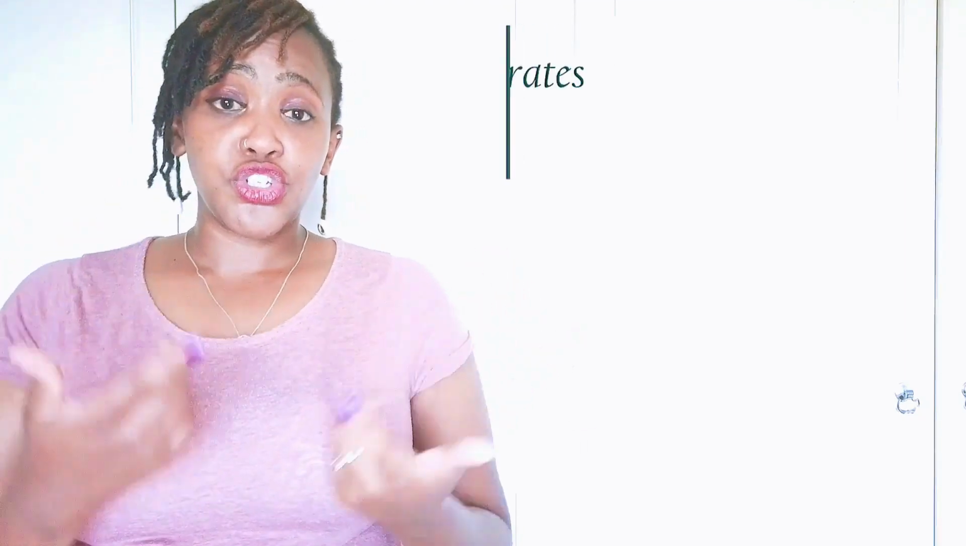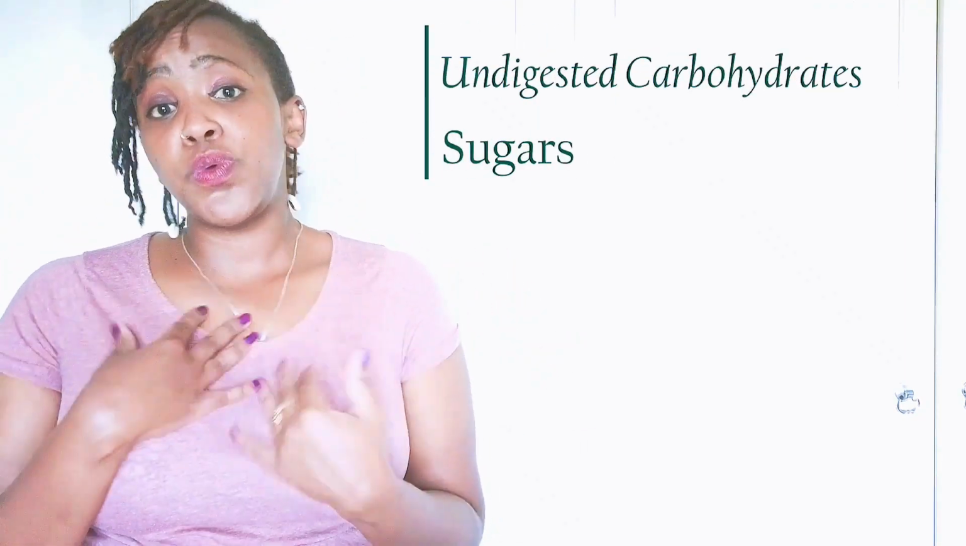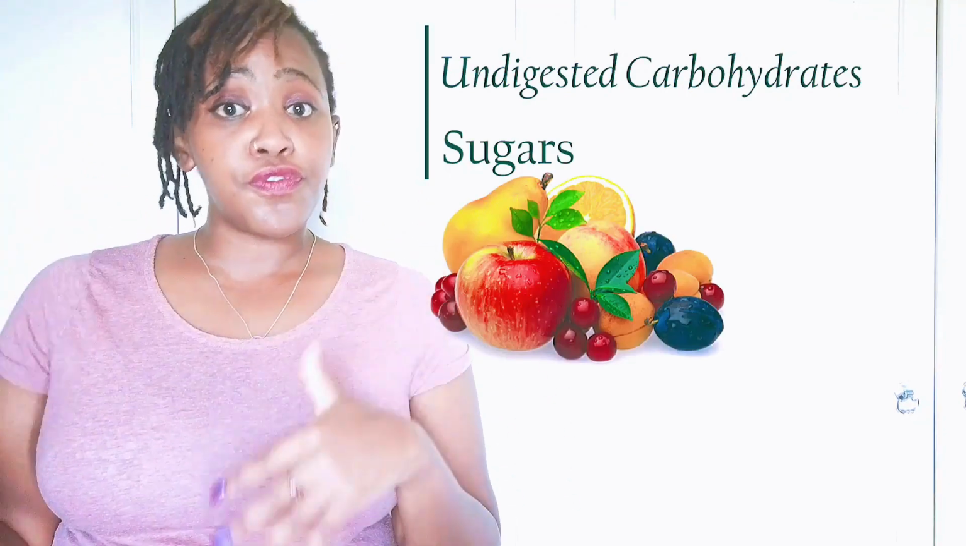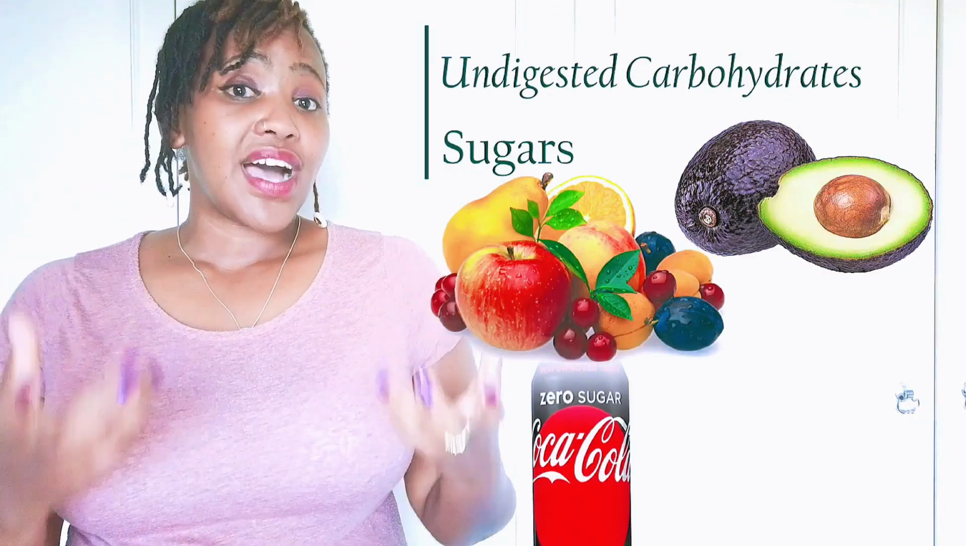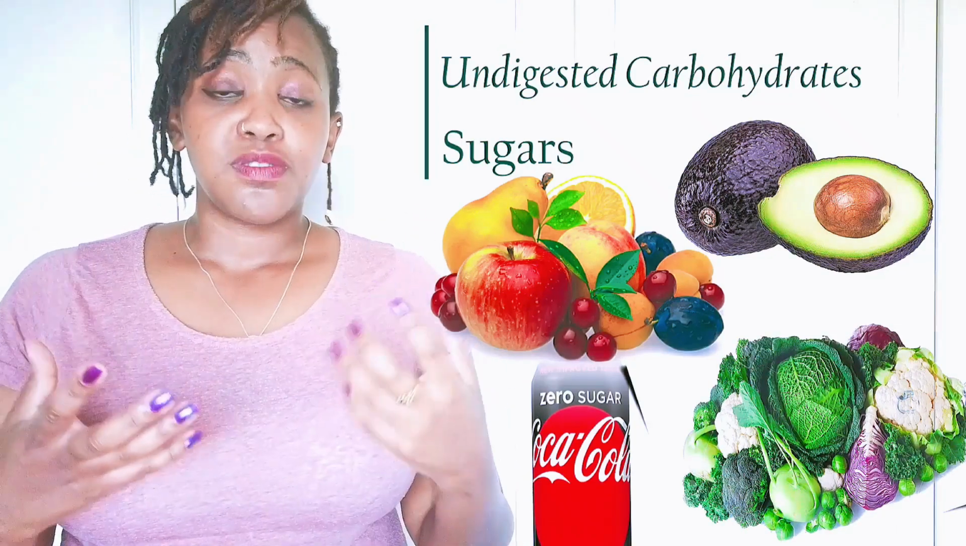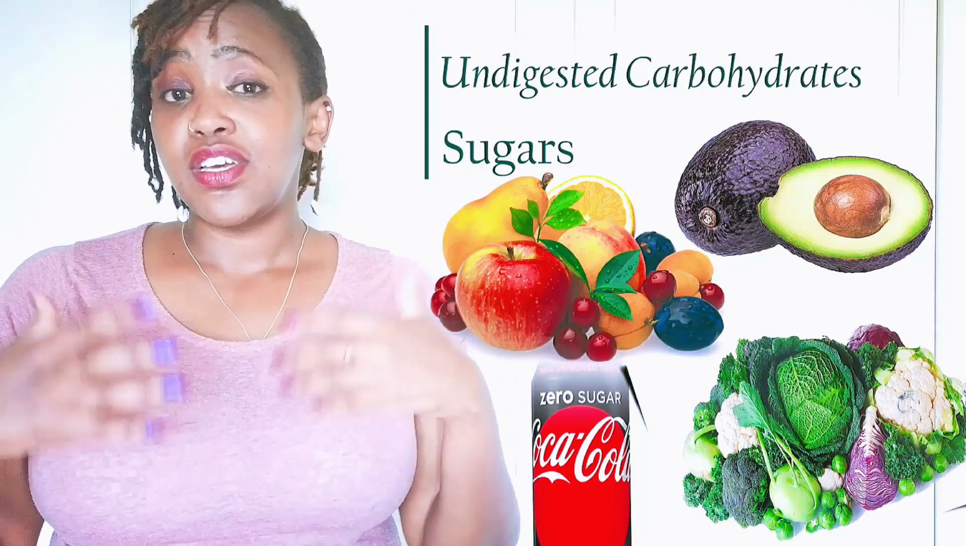The first type is sugars. There's certain types of sugars that we can't digest. Some are fructose, which we get from fruits. There's sorbitol, there's also artificial sweeteners, and also a different type of sugar which is produced by cabbage, broccoli, and cauliflower.